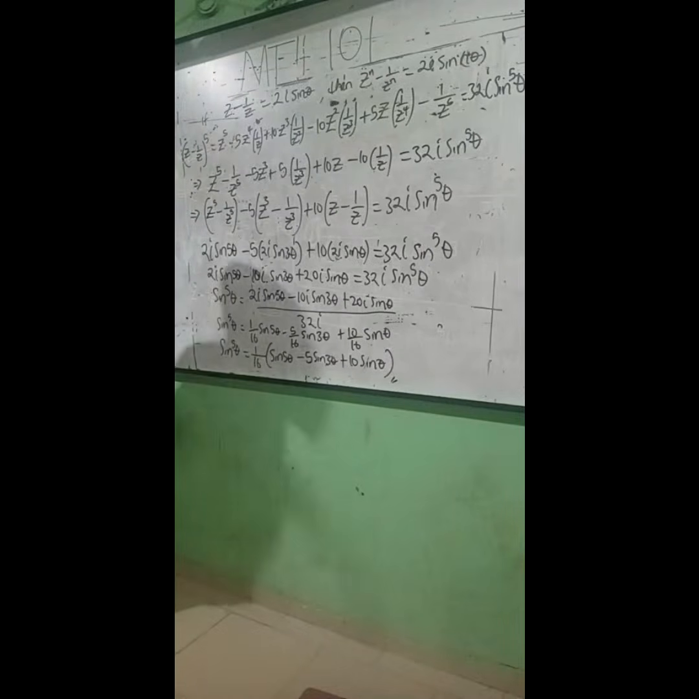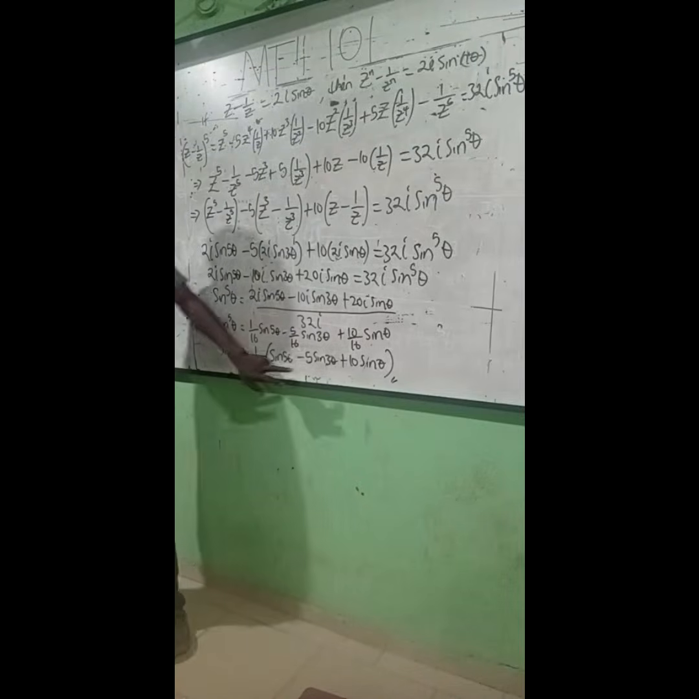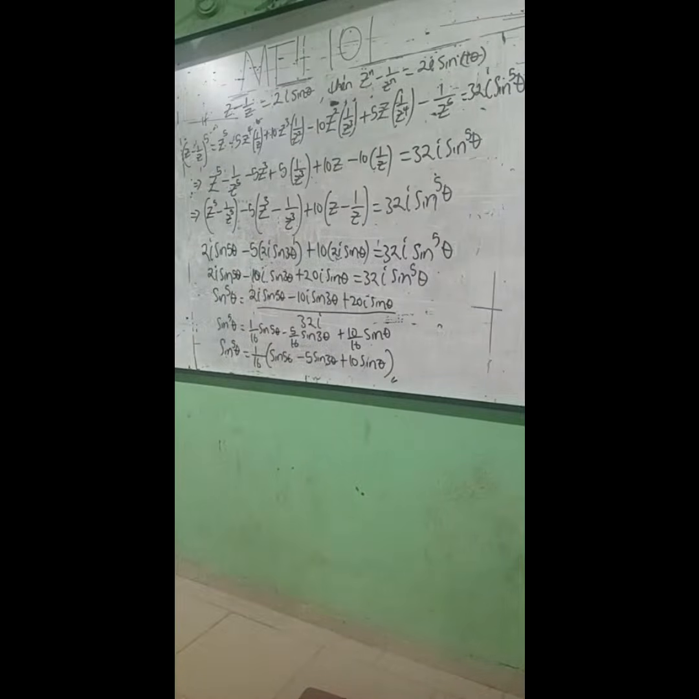You can plug in any value for theta and this will become this. Assuming your theta is 30, plug in 30 here and both sides will be equal. Now assuming it's cosine, all these would have been plus, plus, plus. You still have the same answer, but here it will be 1 over 16 cos 5 theta plus 5 cos 3 theta plus 10 cos theta. So you don't have to do it. Is it clear?